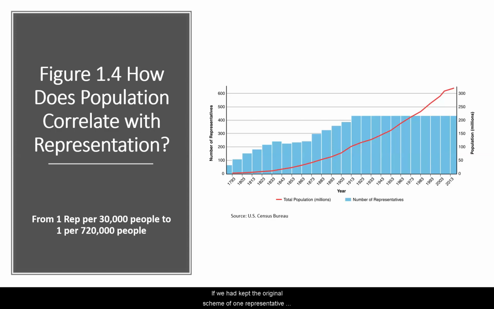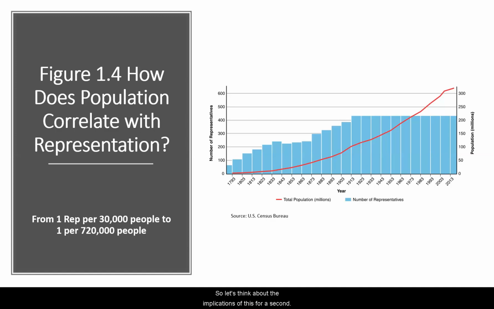If we had kept the original scheme of one representative for every 30,000 people, the House of Representatives today would have over 10,000 members. That's just way too big and unwieldy for a legislative body. So in the early 1900s, the size of the House was fixed at 435 members. Since the size of the House is fixed, that means that as the population grows, each representative has to represent more and more people. Today, each representative is responsible for representing the interests of about 750,000 people, about the number of people who live in the greater CSRA area.